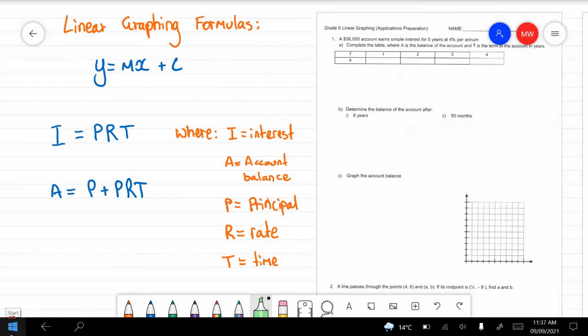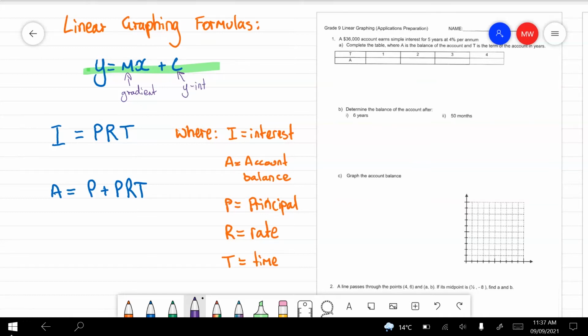To tackle this test, you'll need a few formulas. You'll have to remember the typical linear formula. So you know that all of these equations are going to reflect y equals mx plus c. So you've got your gradient here, which we've talked about in the previous video, and you've got your constant on the end, which is your y-intercept, most importantly.